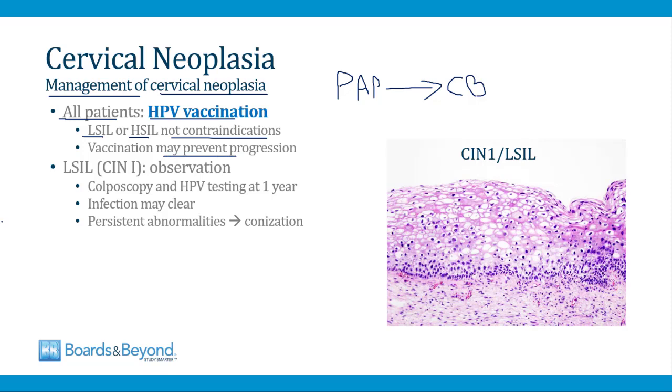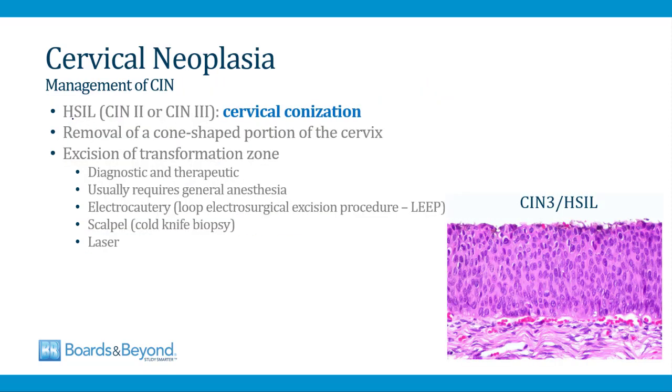Beyond vaccination, what you do next depends on the severity of the lesion. For low-grade squamous intraepithelial lesions or CIN1 lesions, usually these are managed through observation. 1 year later, you can repeat the colposcopy and also the HPV testing, and the idea is that these low-grade lesions, some of them will clear within a year, and the lesion may regress. If the follow-up colposcopy shows persistent abnormalities, then you can perform a conization, which we'll talk about in a second. If the biopsy shows a high-grade squamous intraepithelial lesion, a CIN2 or 3 lesion, then this is usually followed with cervical conization.